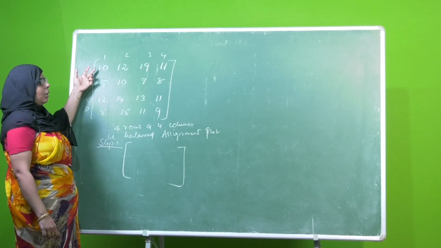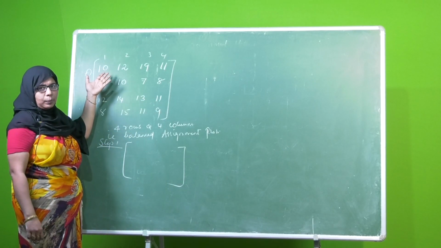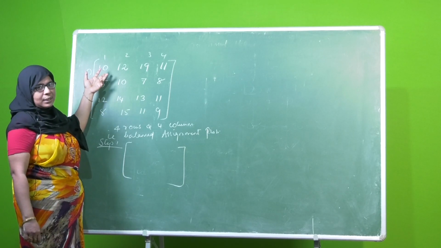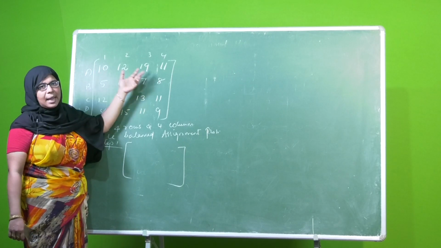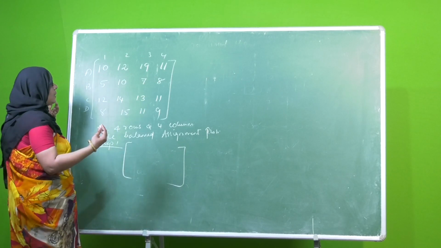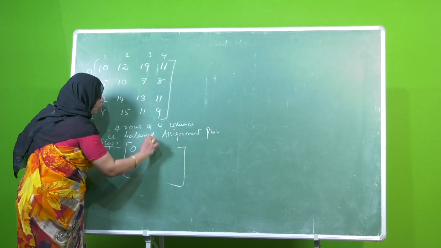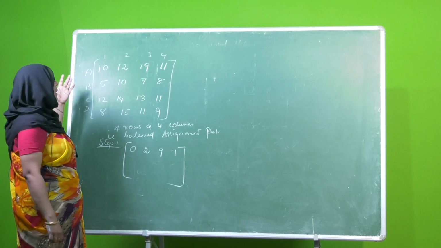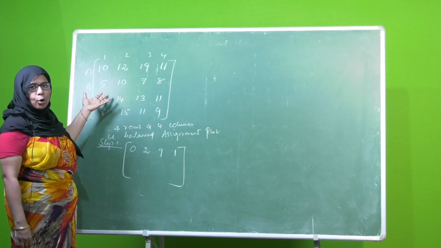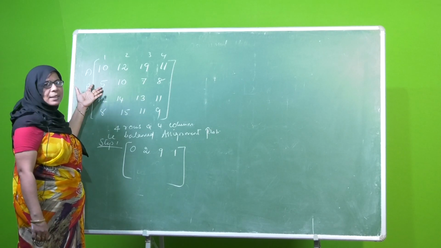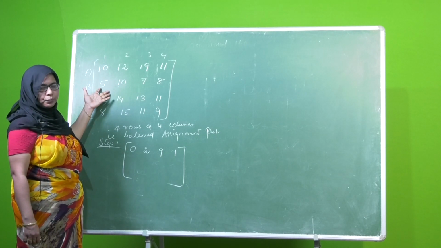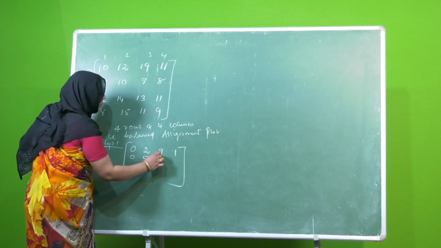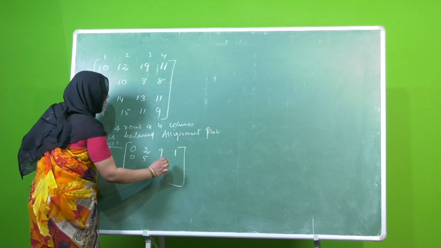Step 1. In the first row, what is the minimum element? In the first row, the minimum element is 10. So we have to subtract 10 from all the elements. So now what is the answer? 0, 2, 9 and 1 in the first row. What is the minimum element in the second row? 5 is the minimum element in the second row. So what is the answer? 0, 5, 2 and 3.